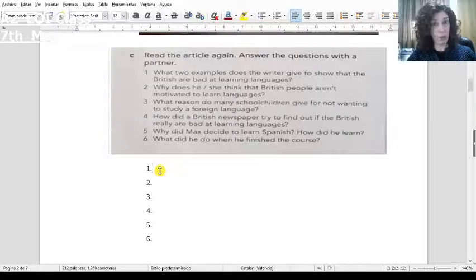Read the article again at home, and answer the questions with a partner. 1. What 2 examples does the writer give to show that the British are bad at learning languages?